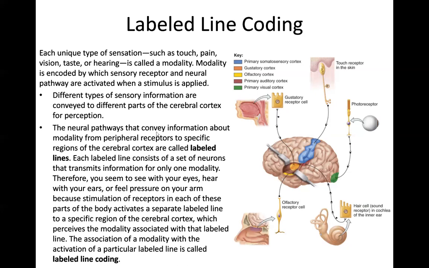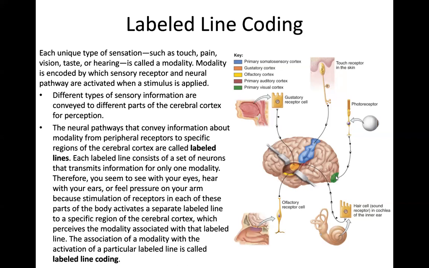So the neural pathways that convey information about modality from peripheral receptors to specific regions of the cerebral cortex are called labeled lines. Each of these groups of neurons carrying the signal to the brain is a different labeled line. Okay, it's a set of neurons transmitting information for only one modality. So this labeled line doesn't carry the sensation of touch. It only carries the sensation of taste. This one only carries the sense of touch. This one only carries the sense of vision.